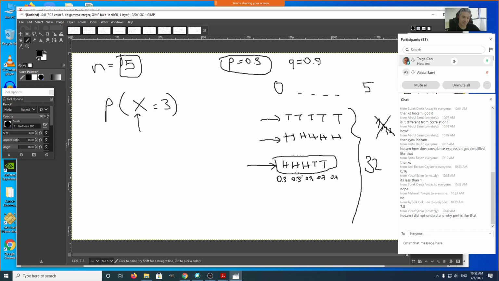Since each of these coin tosses is independent, the probability to obtain a head from the first is 0.3. That's a Bernoulli distribution. The probability to obtain a head in the second one is also 0.3. This one is also 0.3. This one is 0.7, 0.7. So the probability of the specific outcome is this.